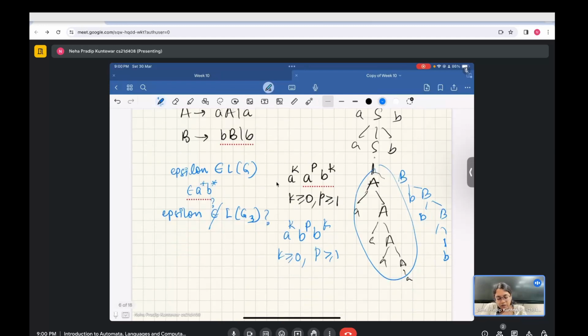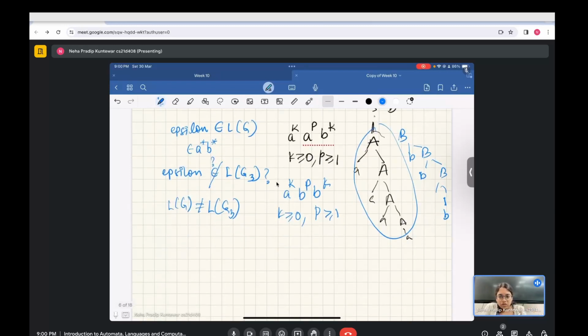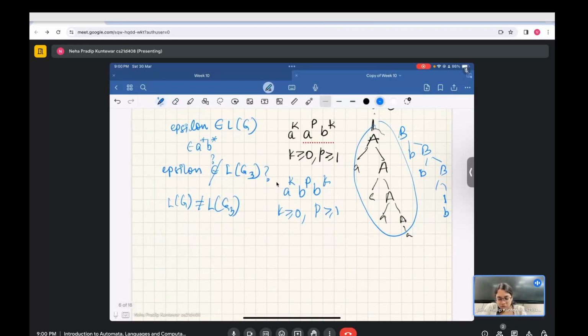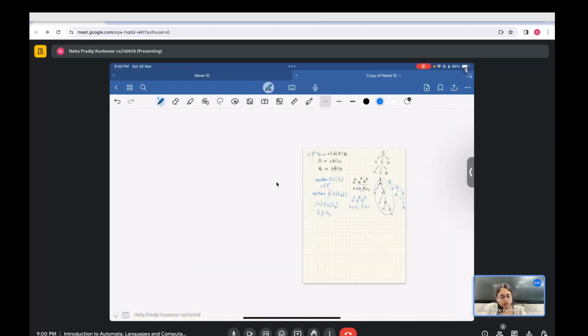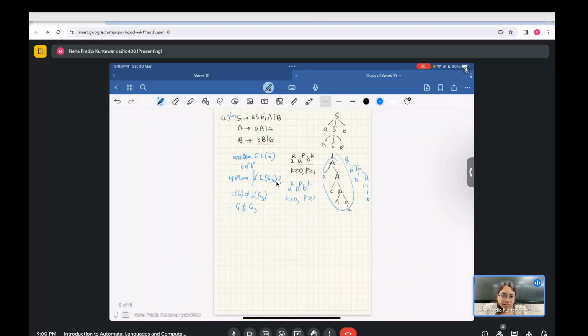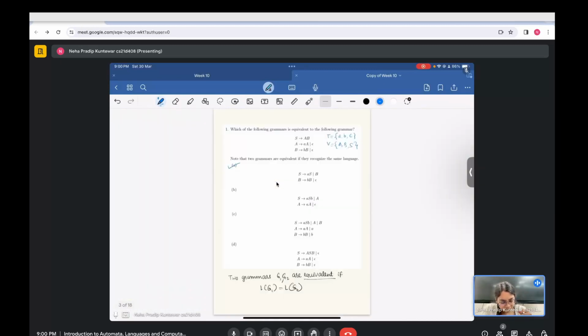Hence you have that L of G is not equal to L of G3, and therefore since the languages are not equal, the grammars are not equivalent. So therefore G is not equivalent to G3. Similarly, let's do the final example.